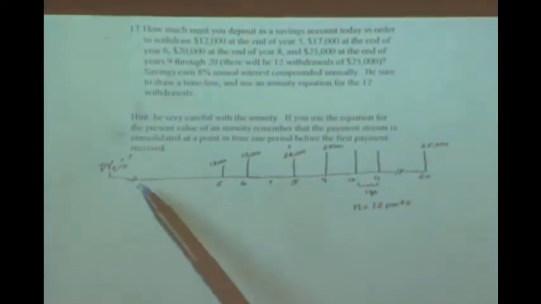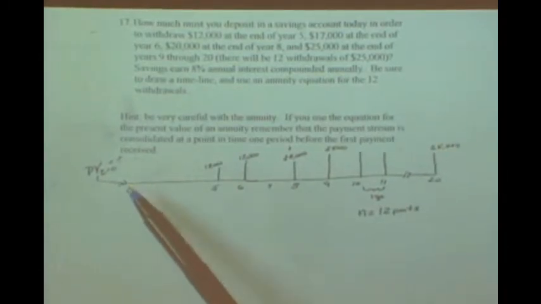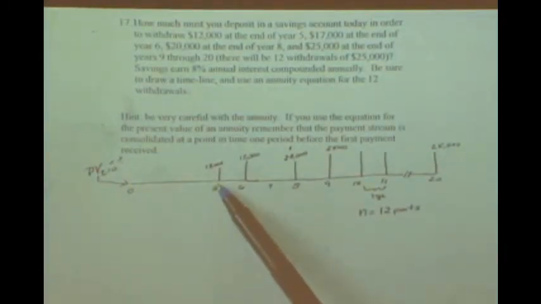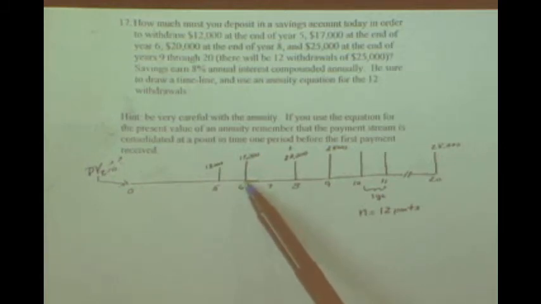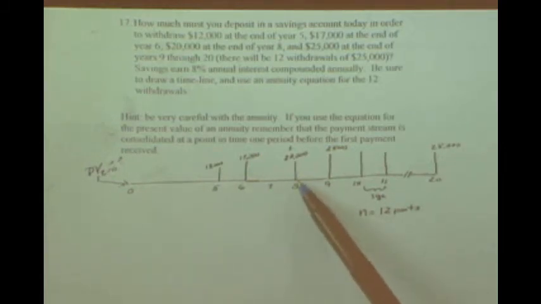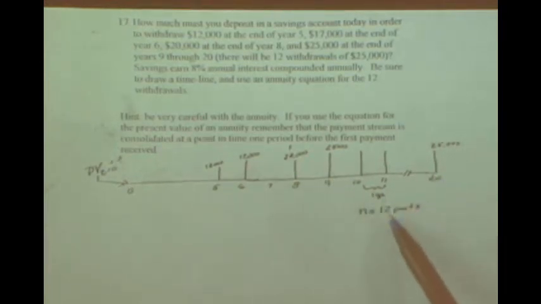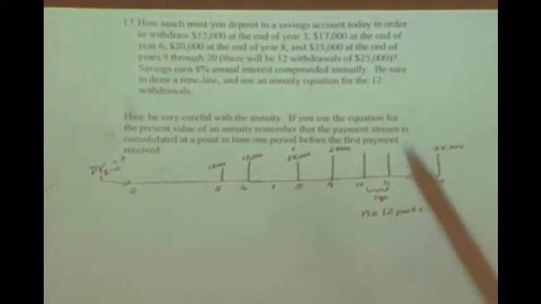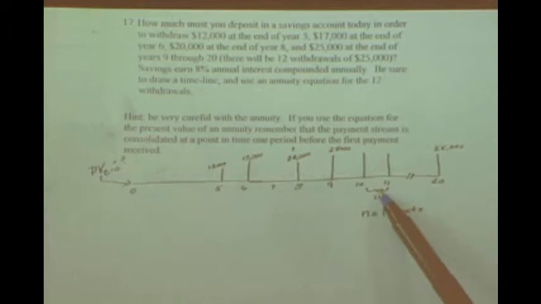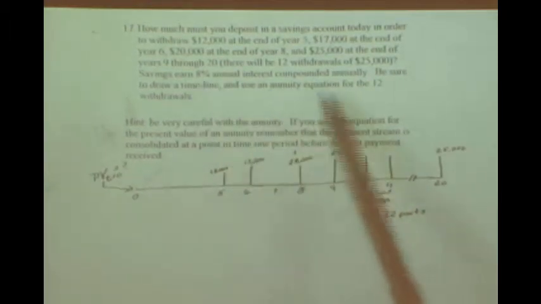17 asks us how much must we deposit today in order to withdraw $12,000 at the end of 5 years, $17,000 at the end of 6 years, $20,000 at the end of 8 years, and $25,000 at the end of years 9 through 20. There'll be 12 withdrawals of $25,000 each. They're 1 year apart. Interest is 8% annual interest compounded annually.